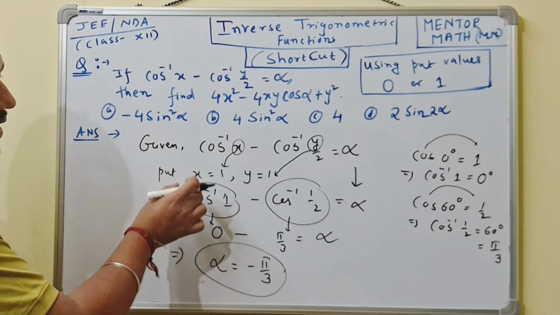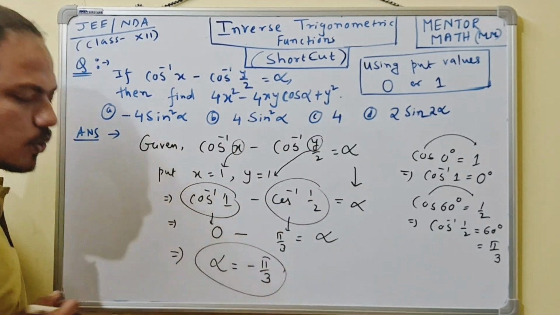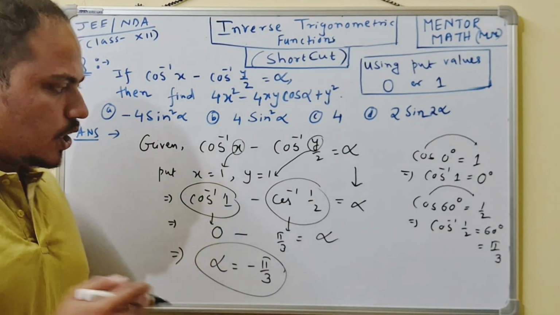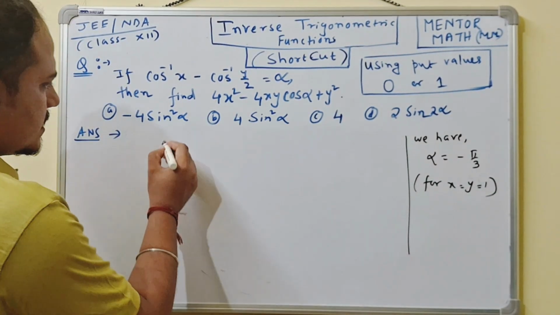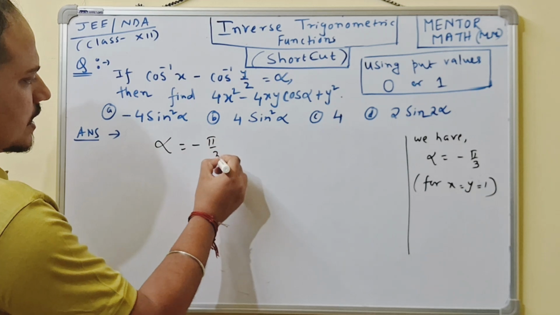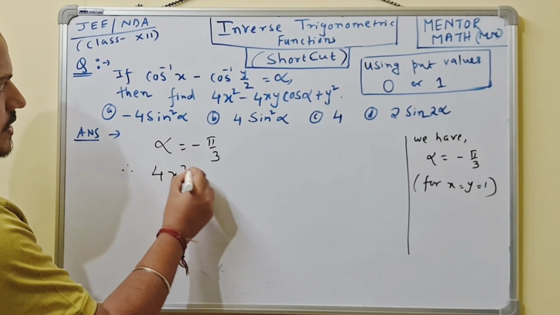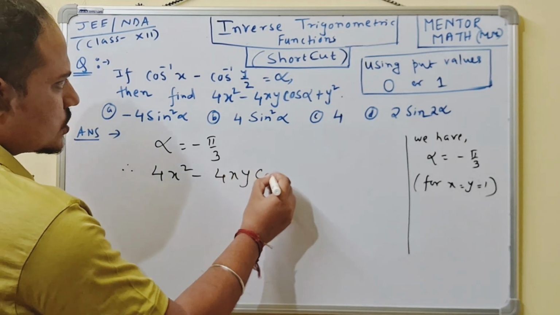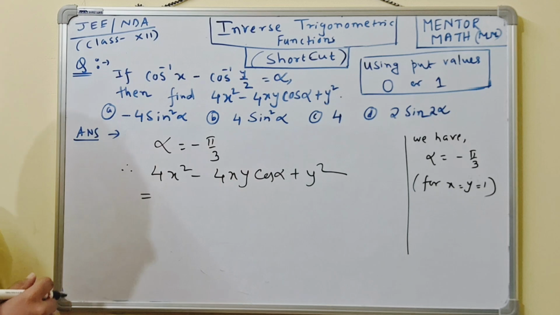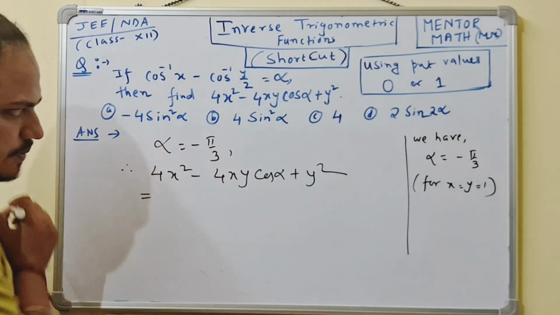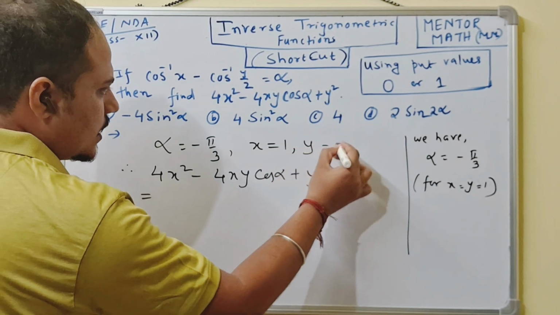So if you put x equal to 1 and y equal to 1, we get the value alpha equal to minus pi by 3. Now with alpha equal to minus pi by 3, you can find the value of 4x square minus 4xy cos alpha plus y square, using x equal to 1 as well as y equal to 1.